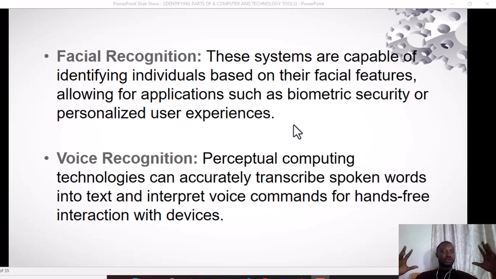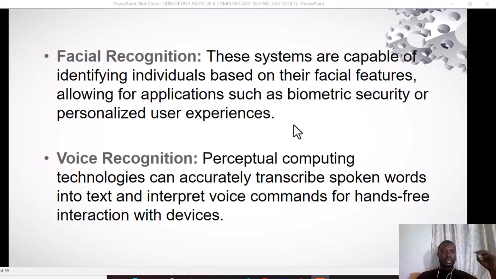Let's move to voice recognition. Perceptual computing technologies can accurately transcribe spoken words into text and interpret voice commands for hands-free interaction with devices. There are advancements in applications where you can speak the words and the computer will type them for you, without using your hands to type. You just say the word, and the computer will type it for you.